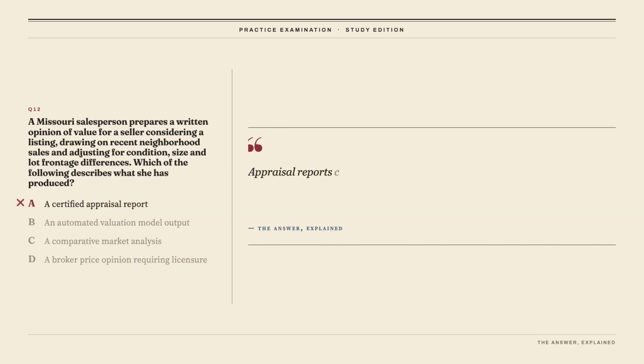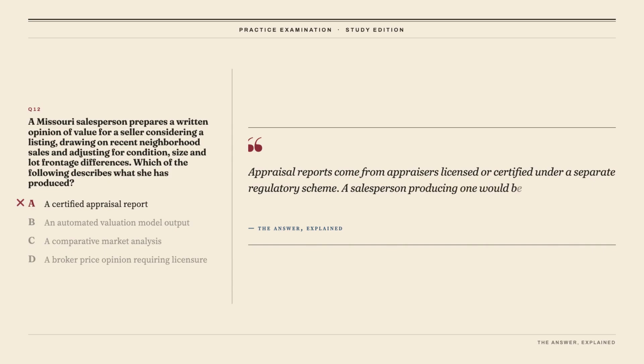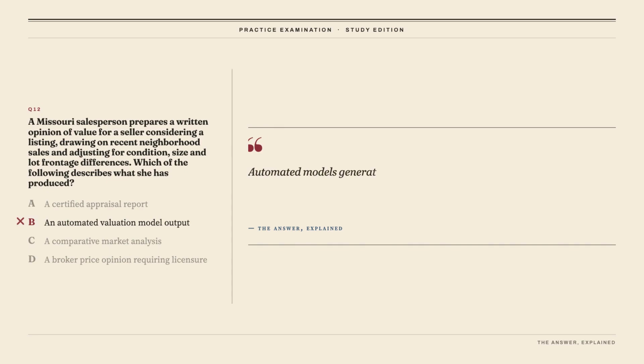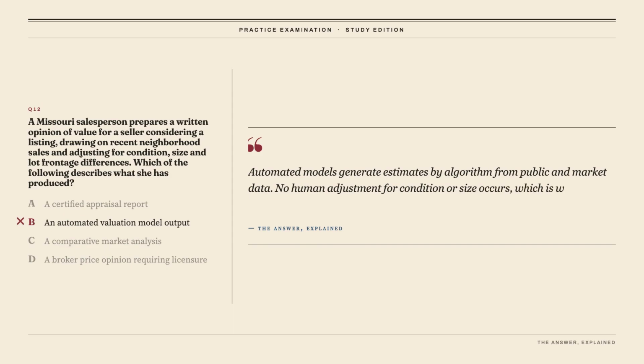A is wrong because appraisal reports come from appraisers licensed or certified under a separate regulatory scheme. A salesperson producing one would be engaged in unauthorized appraisal practice. B is wrong because automated models generate estimates by algorithm from public and market data. No human adjustment for condition or size occurs, which is what distinguishes them.